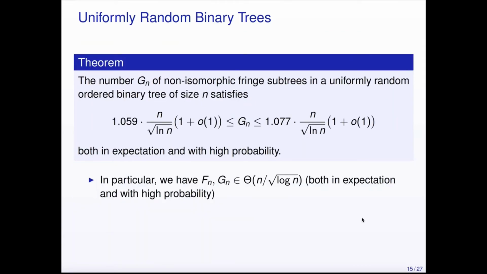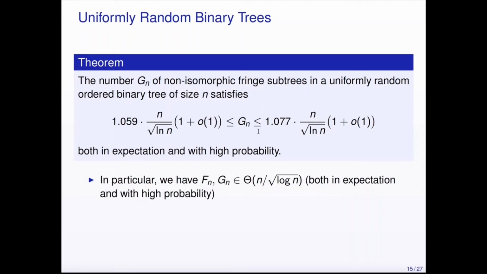Furthermore, we were also able to obtain a first result with respect to the number Gn of non-isomorphic fringe subtrees in a uniformly random binary tree of size n, namely Gn asymptotically grows as n over square root of log n as well, both in expectation and with high probability. So the probability that Gn lies somewhere within this range tends to 1 as n goes to infinity. And furthermore, we provide bounds on the constant in front of the term n over square root of log n.